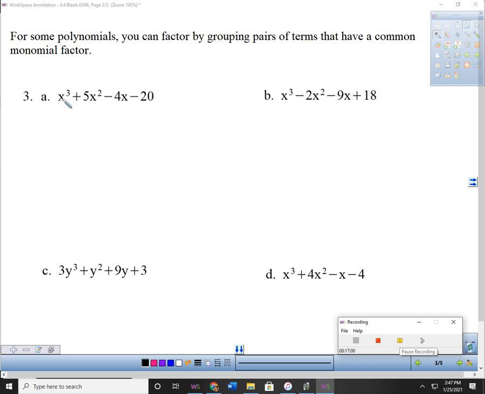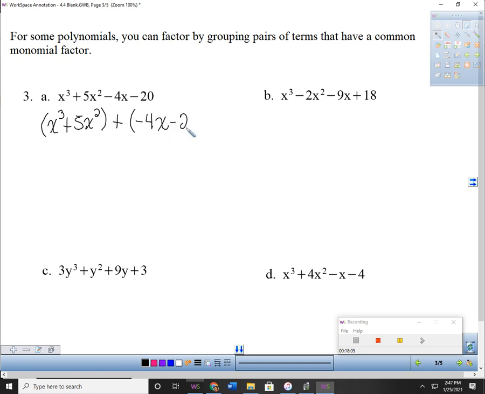So if I'm looking at this, do these 2 terms have a common factor? Yes, they both have a factor of x squared, right? And if I look at these 2 terms, they both have a factor of 4. So what I'm going to do is I'm going to group together the x cubed and the 5x squared. And then I'm always going to put a plus here. And then I will group together the back 2 terms. Don't forget to take that sign that's in front of your 4x, so the negative 4x minus 20.